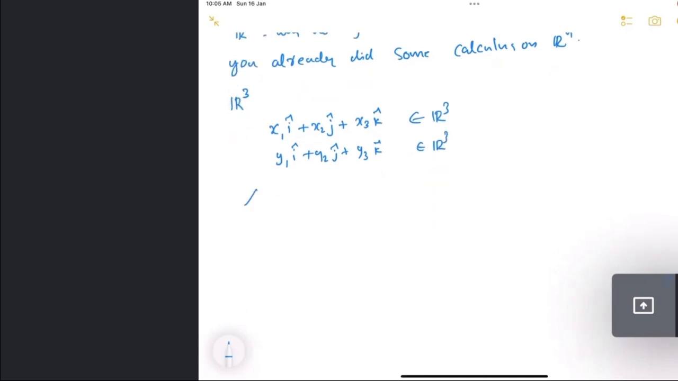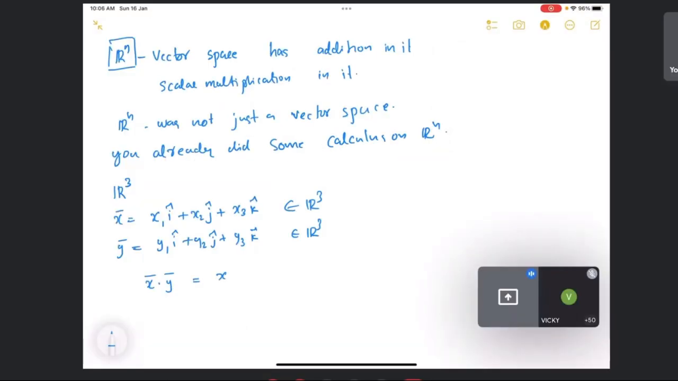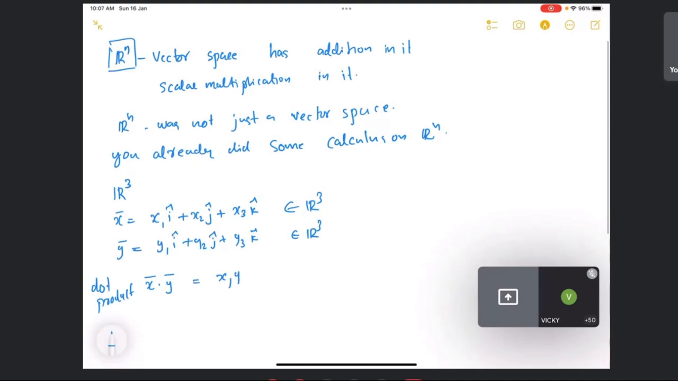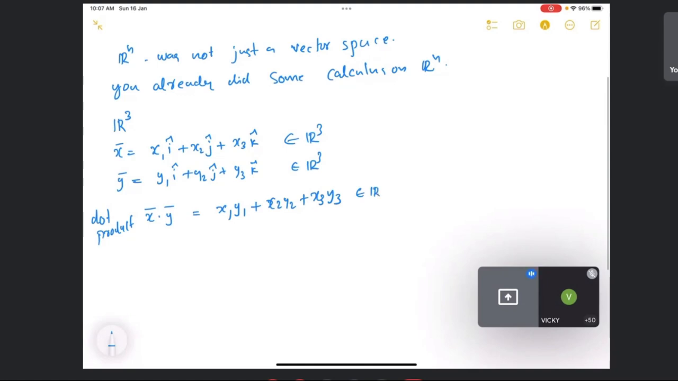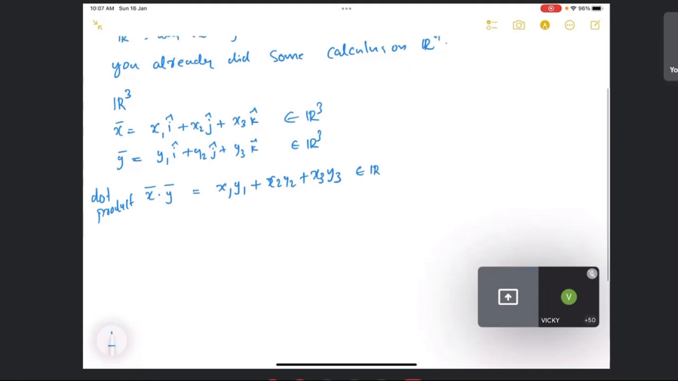you were able to perform something called the dot product. If I call this vector x, and this vector y, you took the two vectors x and y, then computed this quantity x1 y1 plus x2 y2 plus x3 y3. This is a number, a real number in R.